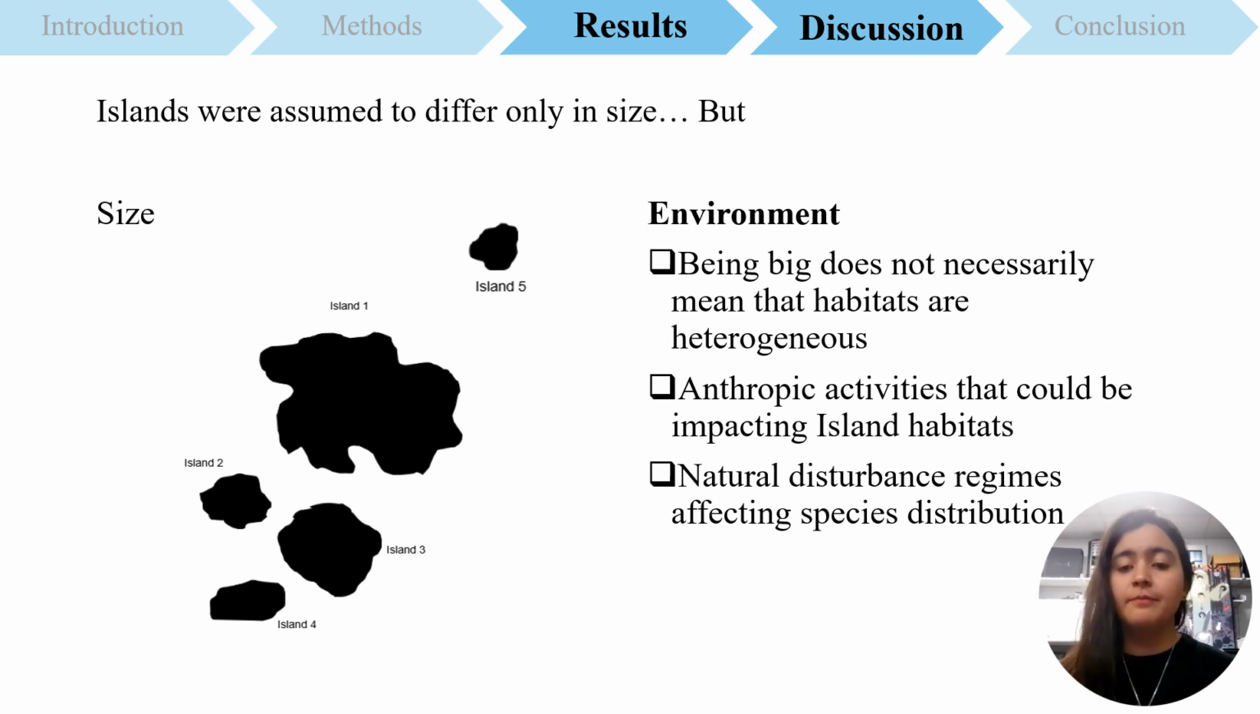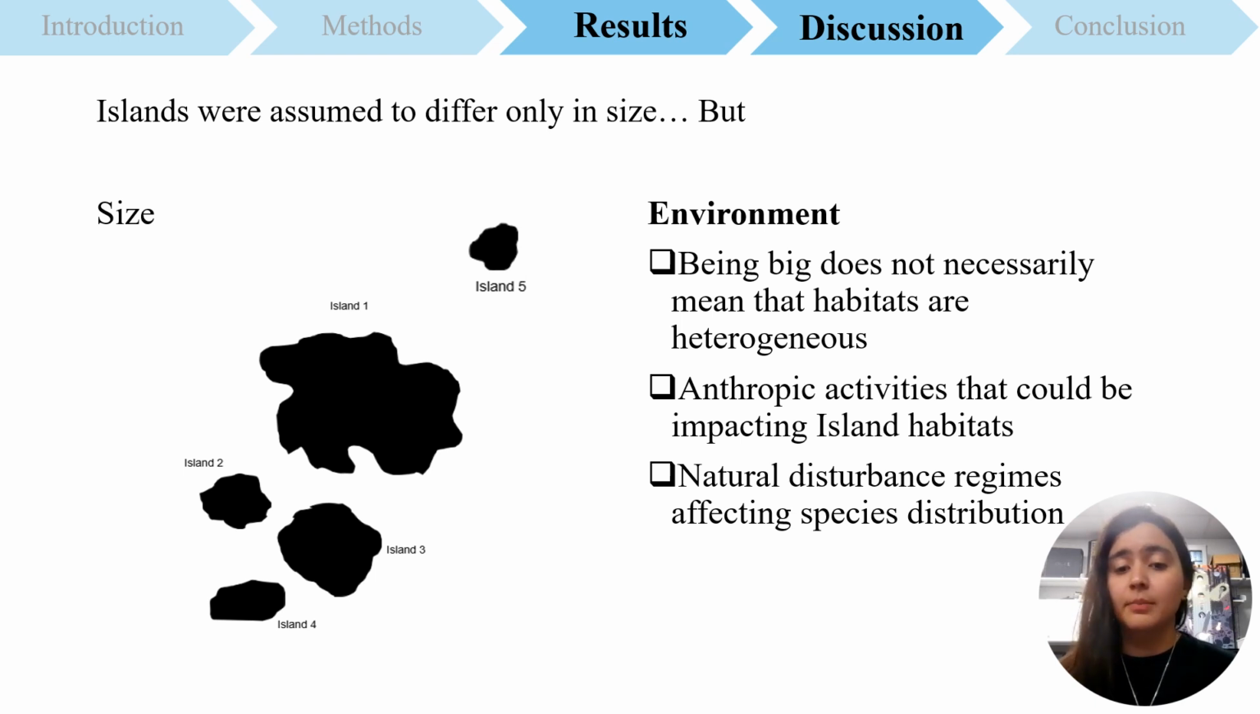So far, we have considered only the size of the islands as the main driver of these patterns of diversity and abundance. But we need to take into consideration that environmental factors could be driving these differences in the patterns that we're seeing here.